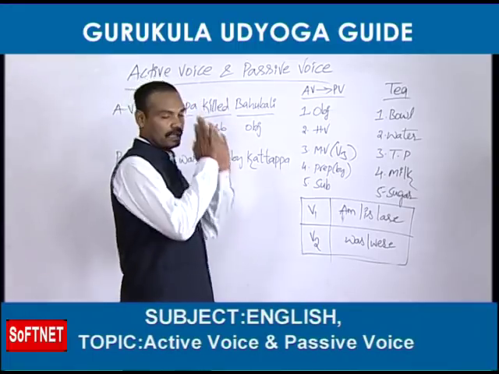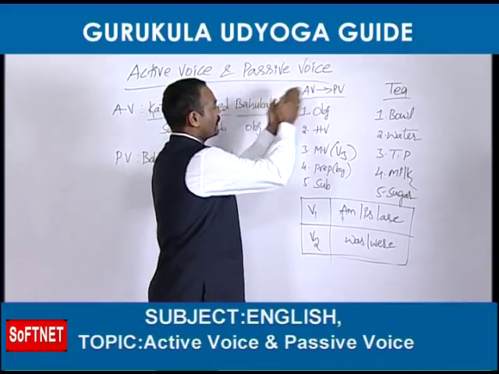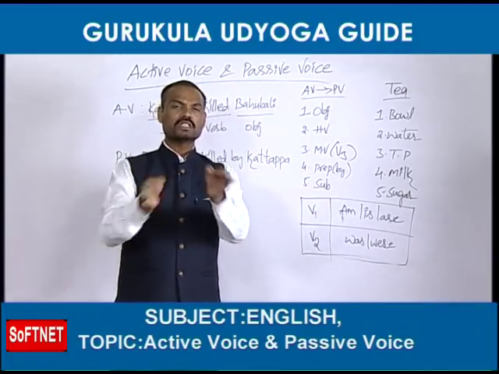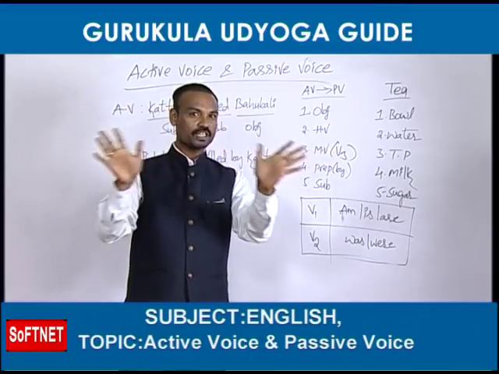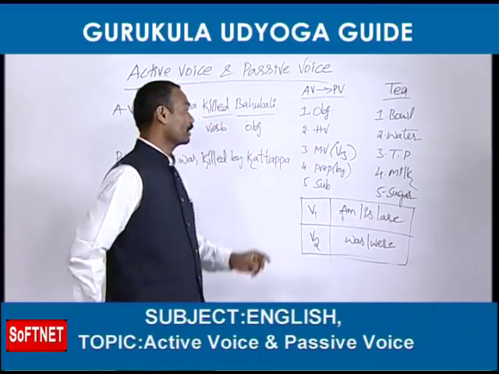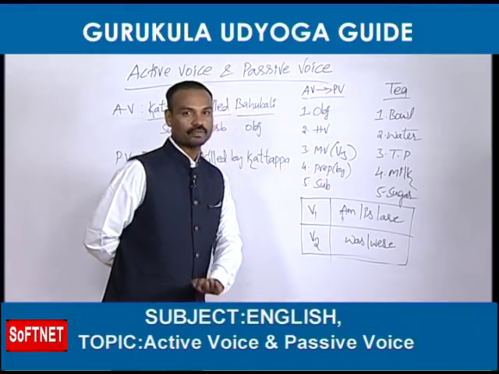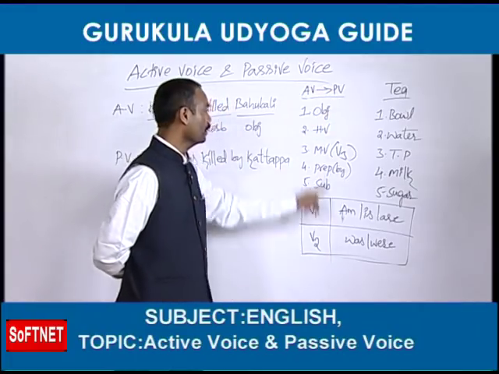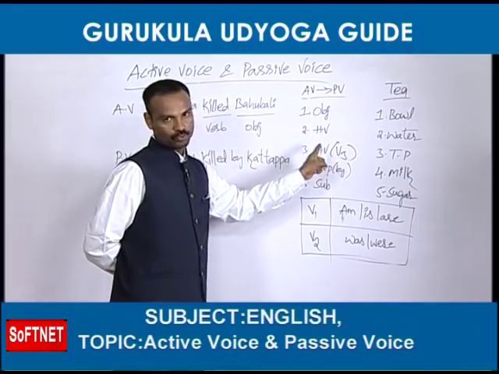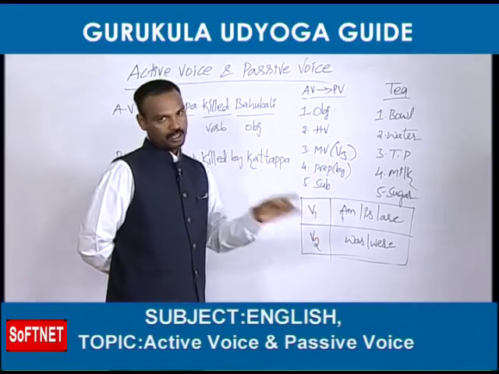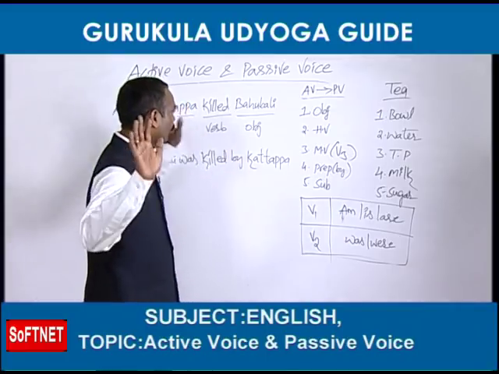So friends, to change an active voice into passive voice, 5 items are important. These are basic principles, beautiful techniques I can say. I am going to repeat them once again. Number 1, object. Next we need a helping verb. Next we need the main verb. Next we need one preposition. Next we need subject. Okay, fine friends.